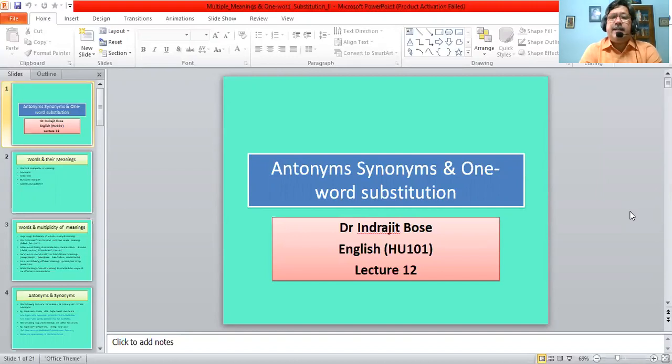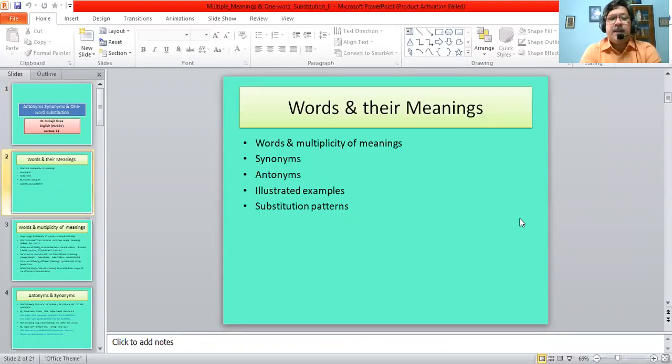This is lecture 12 in the series and is based on antonyms and synonyms and one-word substitution. In the course of this lecture, I shall be looking at the nature of English words and the multiplicity of meanings which they have. We shall be exploring the world of antonyms and synonyms, and we shall look at numerous examples to illustrate them. We shall also be looking at the ways in which one-word substitution patterns operate.